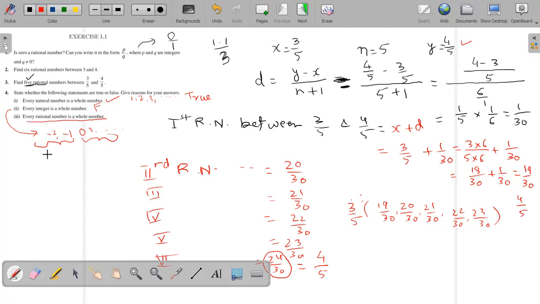And every rational number is a whole number. False, because you can see here: -2 upon 3 is also a rational number, -2 upon 1 is also a rational number. Negatives are also rational numbers. So this is not a whole number. So every rational number is not a whole number. That is also false. So true, false, false. Got it? Yes, sir.